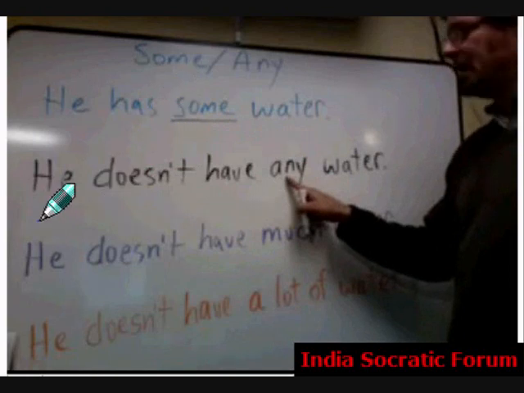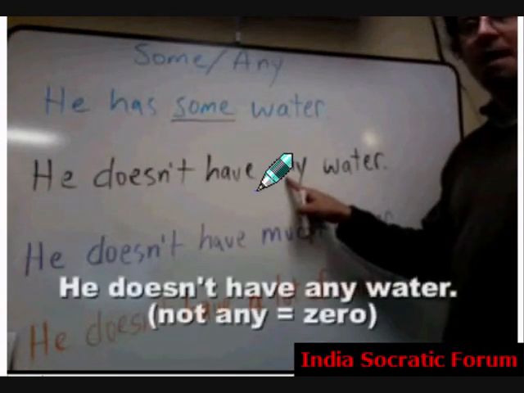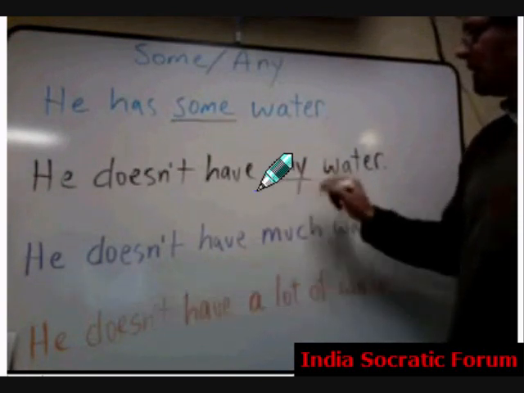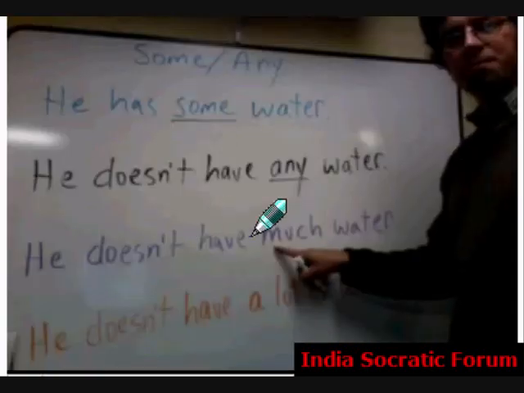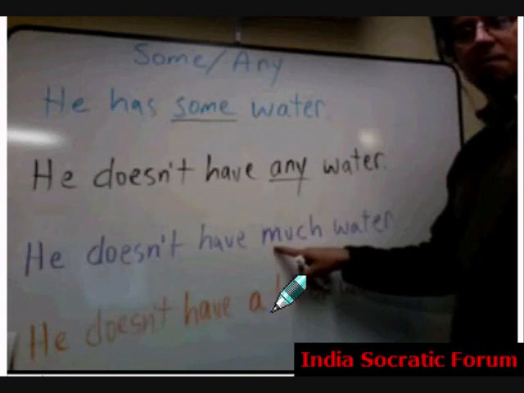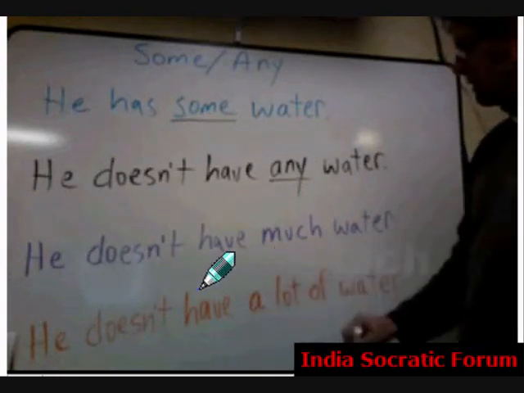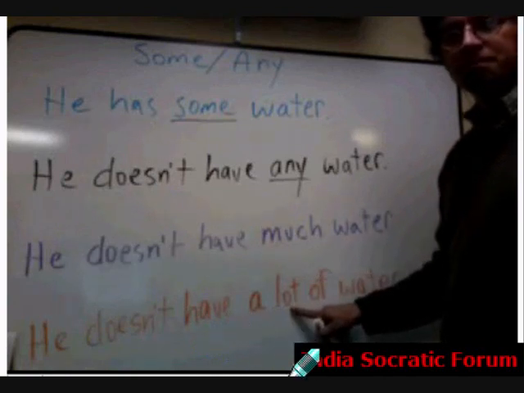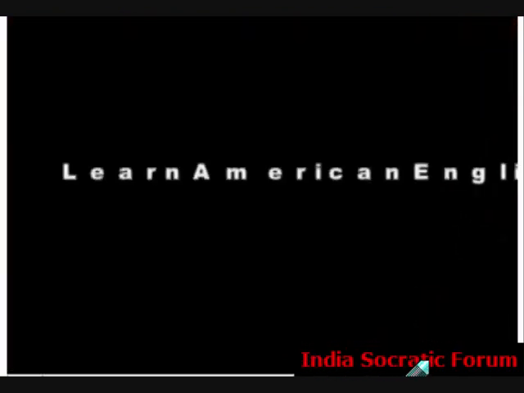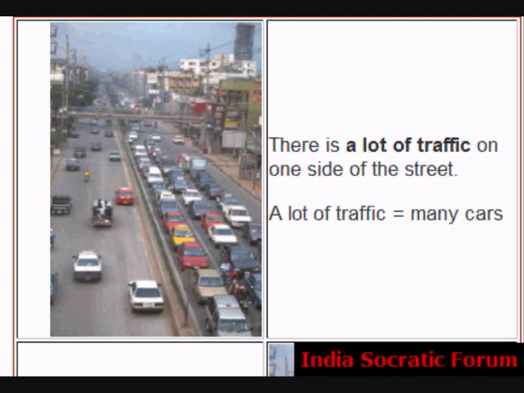But in a negative context, it becomes any. Doesn't have any water. That is, he has no water. To show a small amount, use not plus much. He doesn't have much water. Or the other option is he doesn't have a lot of water. Okay, he doesn't have a lot of water means he has less water.